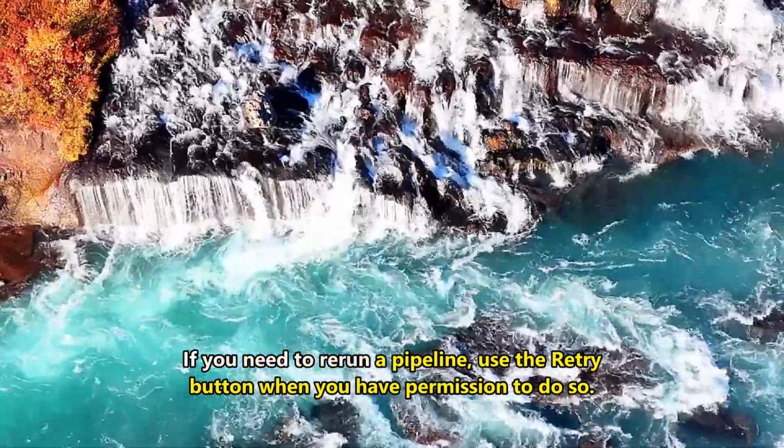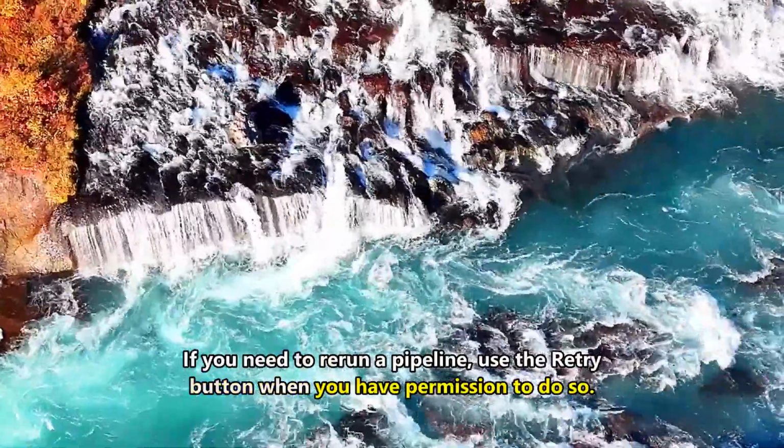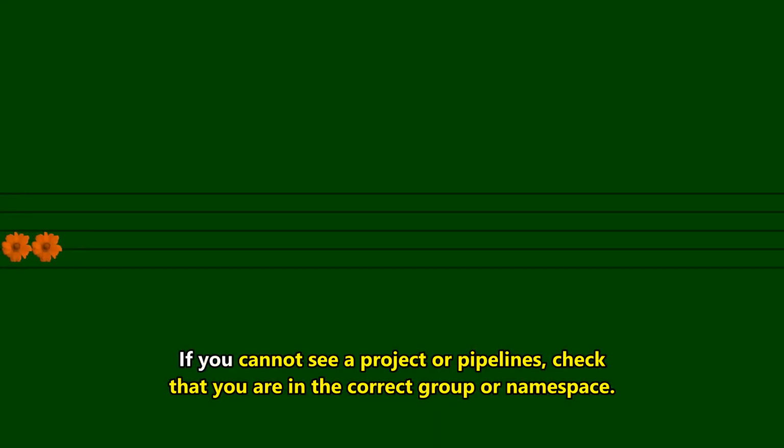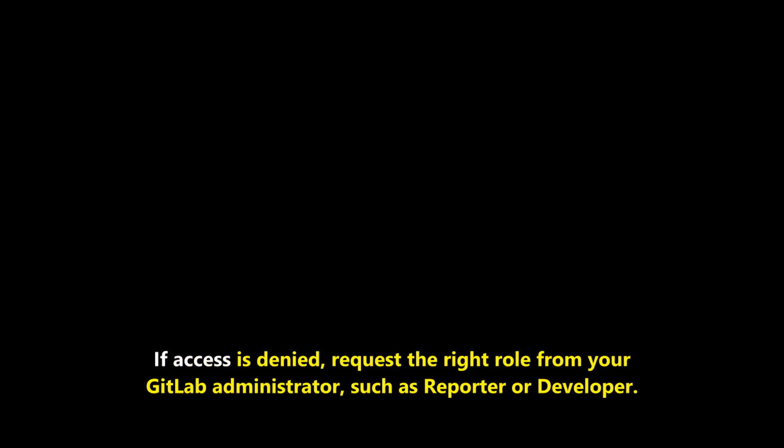If you need to rerun a pipeline, use the Retry button when you have permission to do so. To create or edit pipeline settings, go back to CI/CD and open Editor or Settings as available. If you cannot see a project or pipelines, check that you are in the correct group or namespace. If access is denied, request the right role from your GitLab administrator, such as reporter or developer.